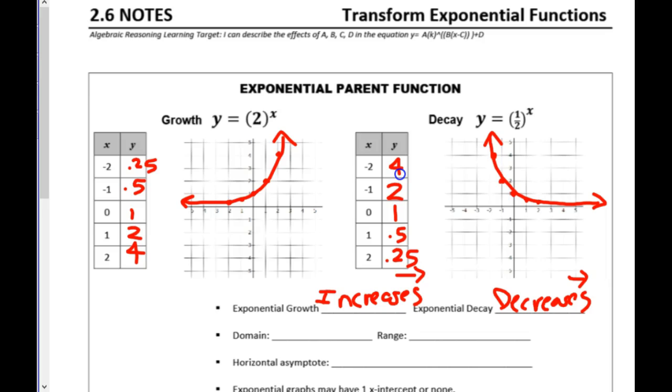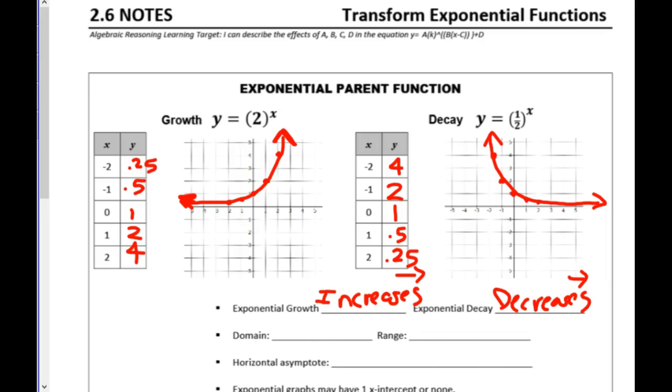Okay, so domain. Now looking at these graphs, do you think it goes forever to the left? It does. Look right here. It goes forever to the left. And so over here it goes forever to the left. Now this looks like it's going up, but it's actually going forever to the right and up.